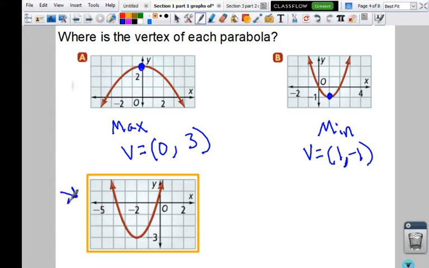First in-class problem, find the vertex, and tell me, is it a max or a min? Tell me, what's the vertex, and is it max or min? Alright, Luis, is it a max or min? It's a maximum. No, it's a min. Are you sure about that? Alright, it is a minimum.